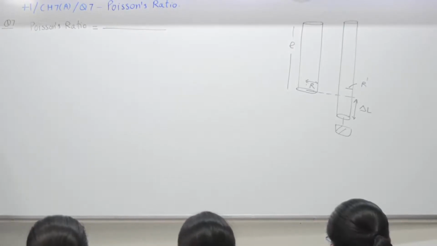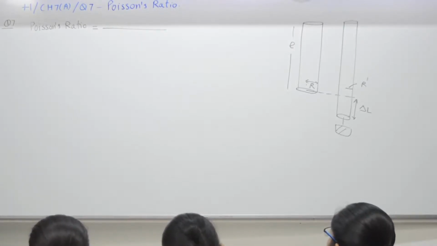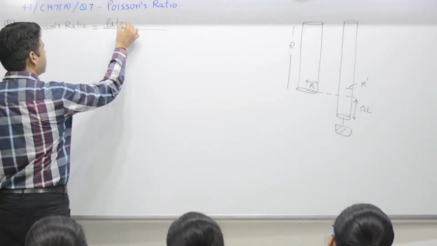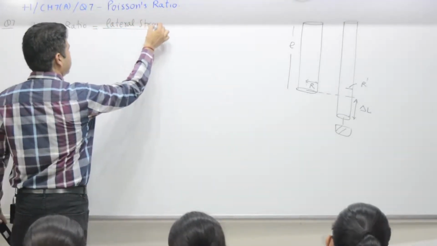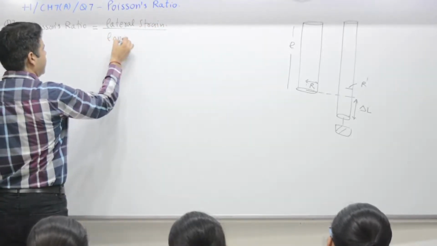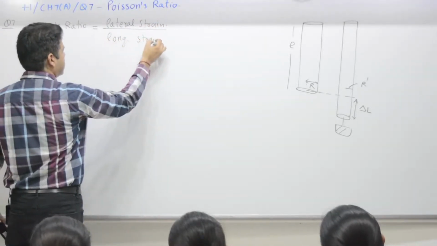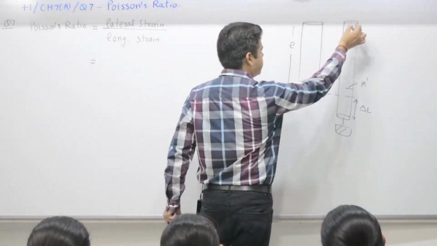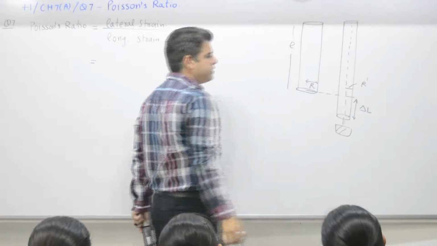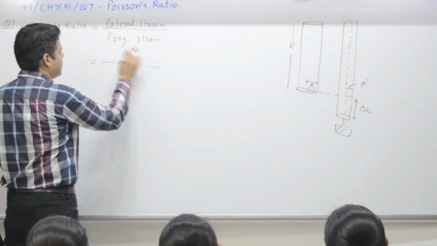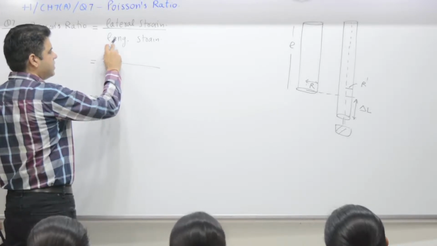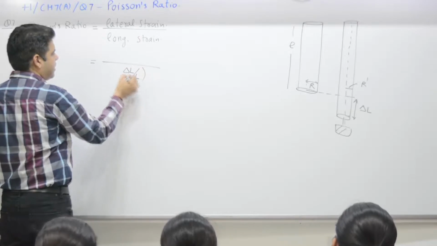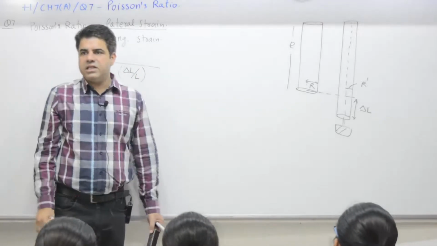Lateral. There are two types of strain. One is longitudinal, the other lateral strain. Longitudinal strain we have already covered, which is along the length. So I will write first the longitudinal strain, delta L by L. It is positive. Increase in length is positive.